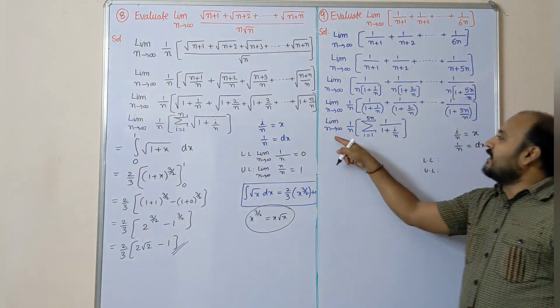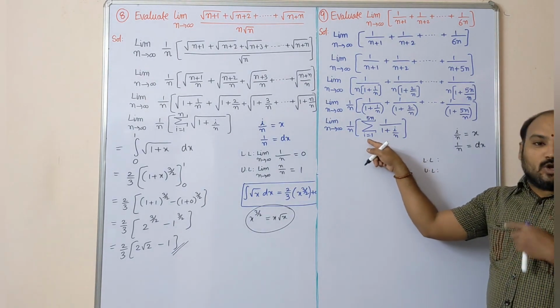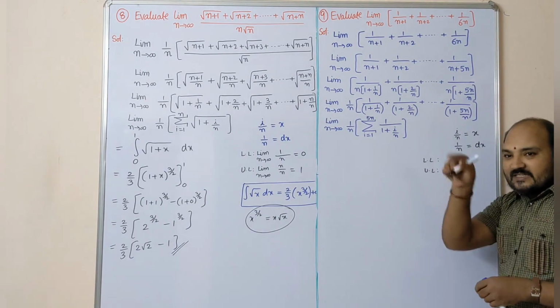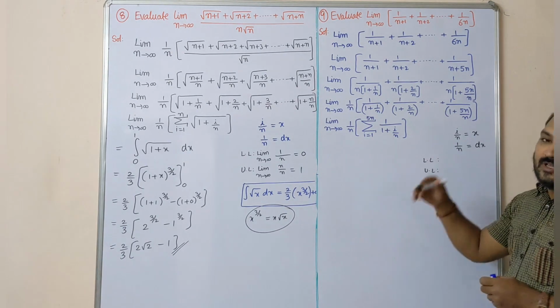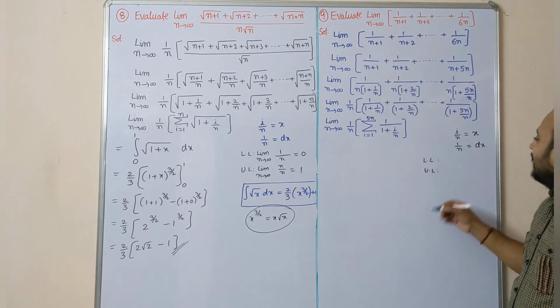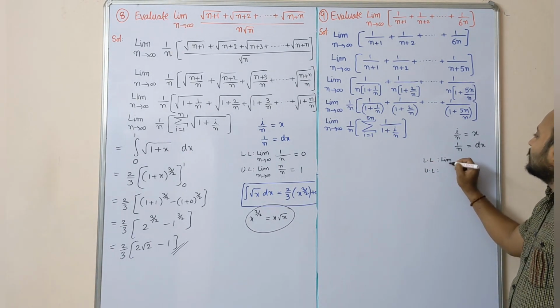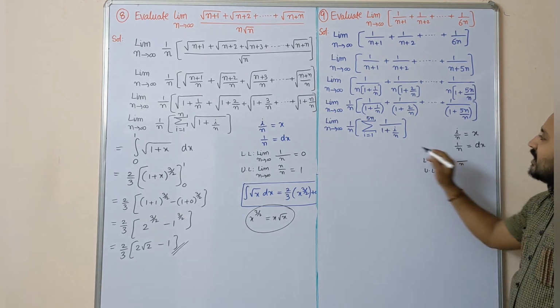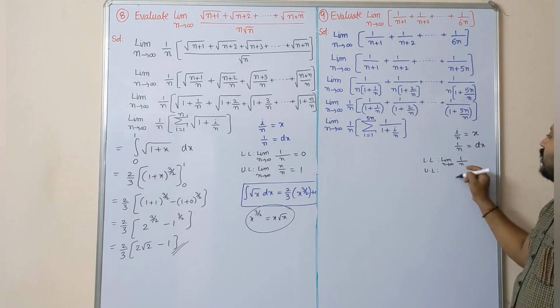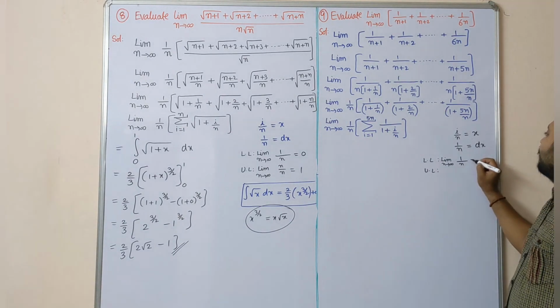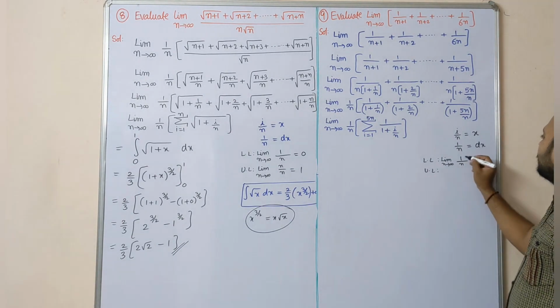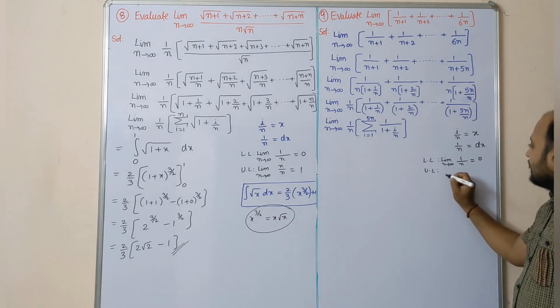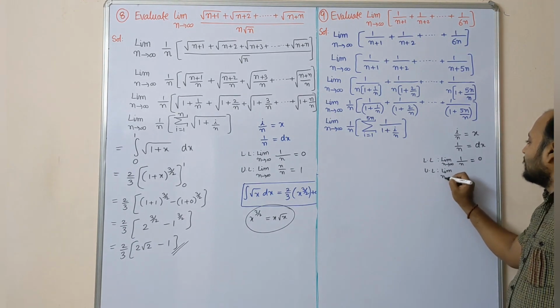In place of limit n tends to infinity, sigma i is equal to 1 to 5n, that value is integral from lower limit to upper limit. Lower limit is what? Limit n tends to infinity. Initial value of i is what? 1. Total number of values are n. So 1 by n. Limit n tends to infinity, 1 by n is what? 0.